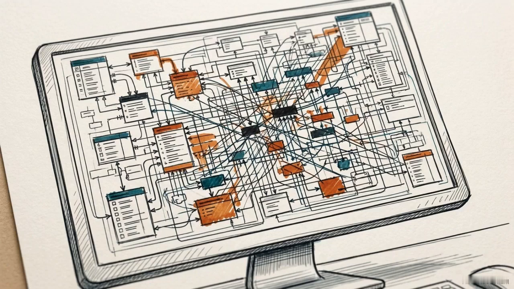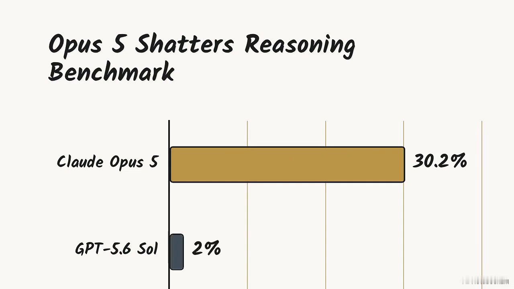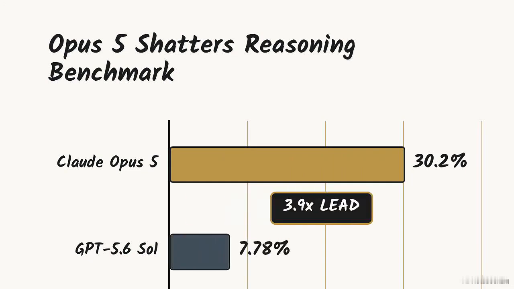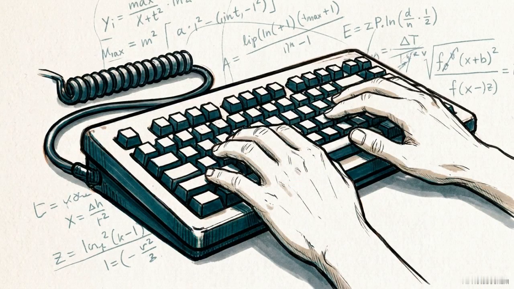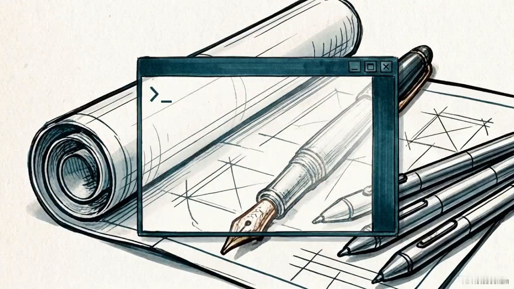But software engineering extends beyond standard maintenance. Workflows often require solving entirely unfamiliar problems. This graphic compares the ARC AGI 3 scores, a benchmark designed to test reasoning against problems the model has never seen before. Opus 5 scores 30.2%. Sol manages just 7.78%. In practical terms, this gap matters if you are designing custom algorithms, researching highly specialized domains, or working in a codebase that defies standard conventions. Opus 5 can actually reason through the logic.